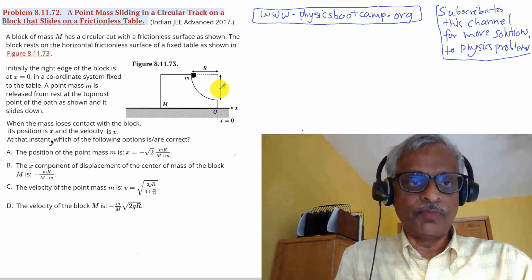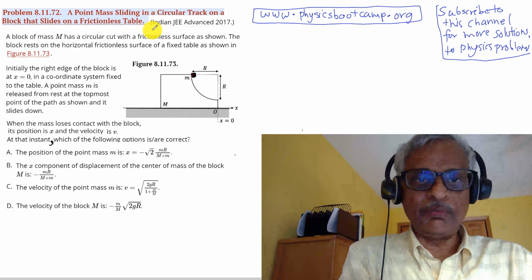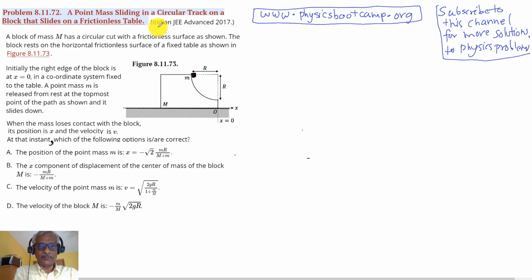Okay, so it comes from a kind of competition or a test in India. It's called JEE-Advanced. It was in 2017. I really like this problem. This is a really good problem.